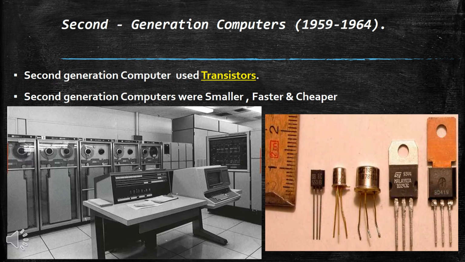The second generation computers. Second generation computers used transistors. You all can see it in the second picture, the small transistors. The second generation computers were small, faster and cheaper. They were smaller than the first generation computers, and they were faster and cheaper comparatively to the first generation computers.